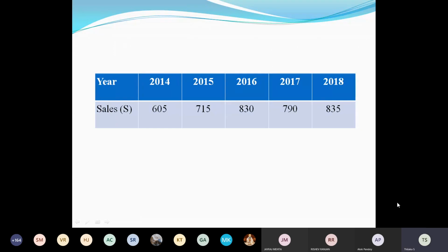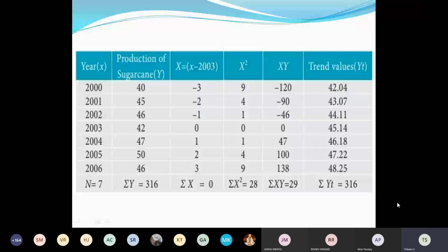But the procedure is the same thing. If it is in the odd numbers, you have to assign the value 0 for the mid-year, and that is followed by positive numbers, and above it gets the negative numbers, and you have to calculate the x square values and the product of x and y, and you have to calculate the values for... wait a minute.